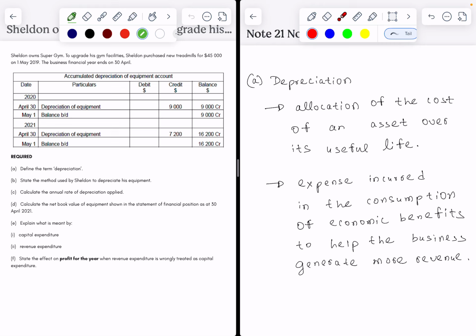You can see the question on the left hand side of your screen, and on the right hand side we've got all the workings which I'll go through and explain to you step by step. So with that being said, let's begin.